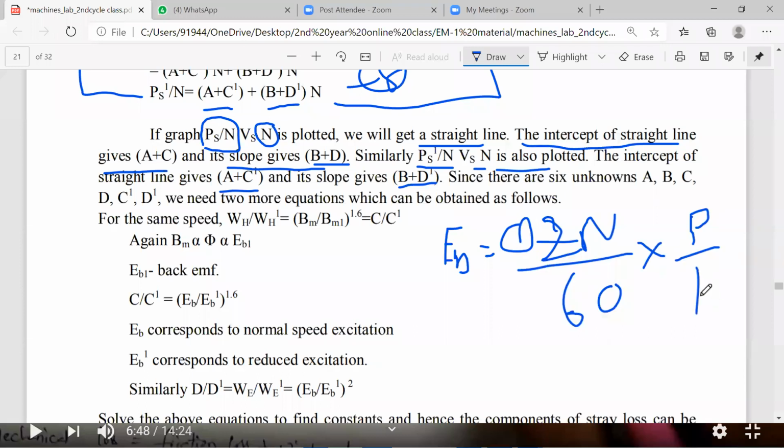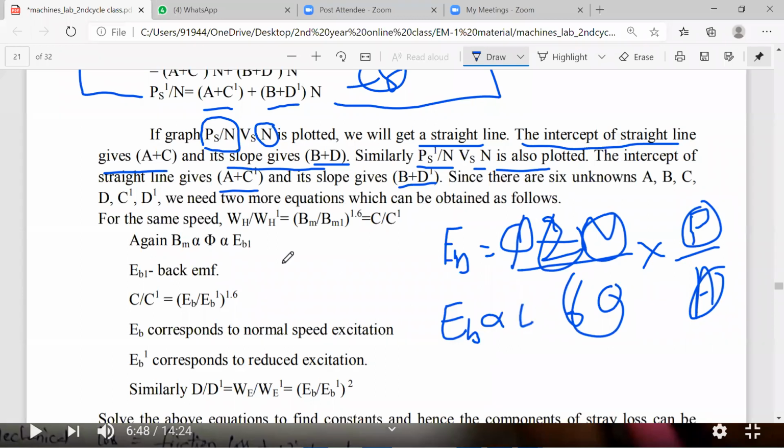So for a constant speed, if you change the excitation, with conductors constant, speed constant, P constant, A constant, 60 constant, that means this back EMF depends upon flux only. EB is proportional to flux. So B maximum value is proportional to flux, and flux is proportional to EB. Therefore, C by C dash equals EB by EB dash to the power 1.6. So this is the new equation.